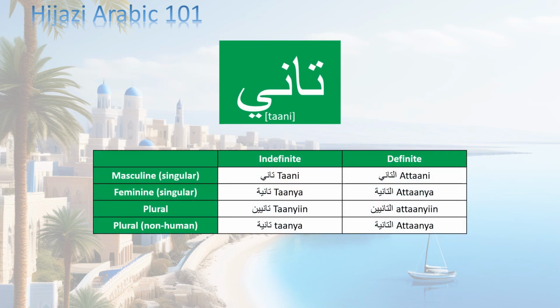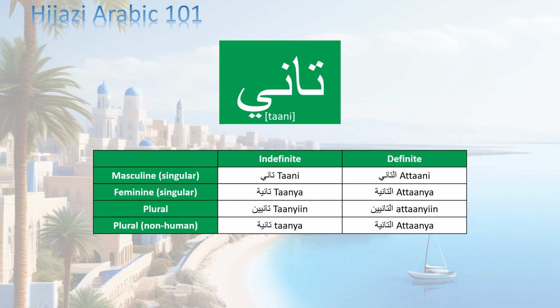Before we move on to the second meaning of tani, these are all the forms of the word tani. When it's indefinite, in other words, when there is no L attached to it, it's as follows. Masculine singular, tani. Feminine singular, tania. Plural for humans, tanin. Plural for non-humans, tania. And when it's definite, it's التاني, التانية, التانين, التانية, in the same order.